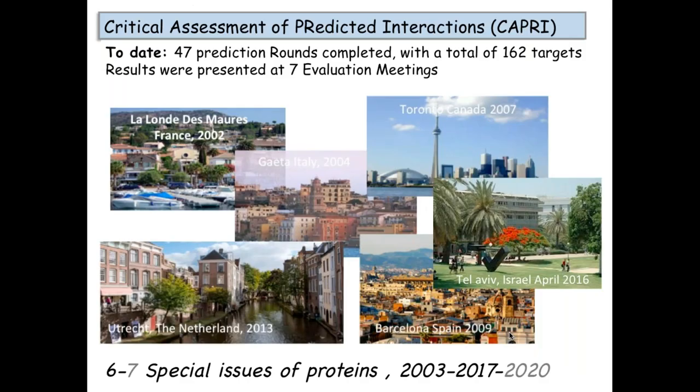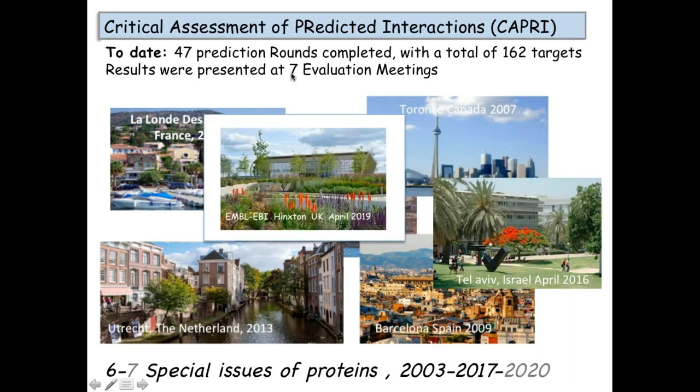So overall, we had critical assessment of predicted interaction meetings, and we have a number of special issues of Proteins describing the results. To date, as I said, 47 prediction rounds, 162 targets, and the results were presented at 7 evaluation meetings, with the 7th one just held in April at the EBI.